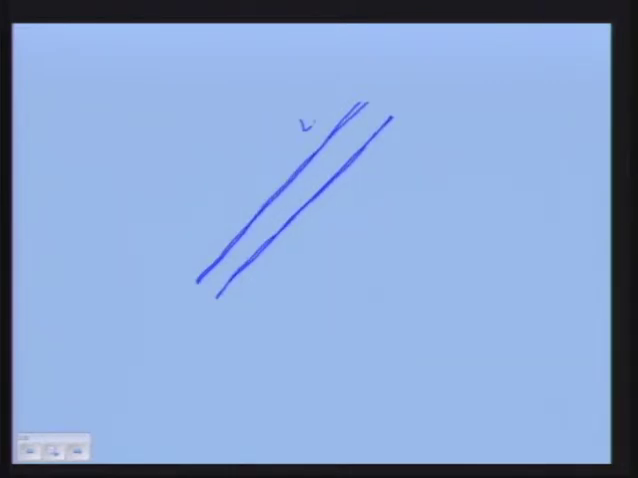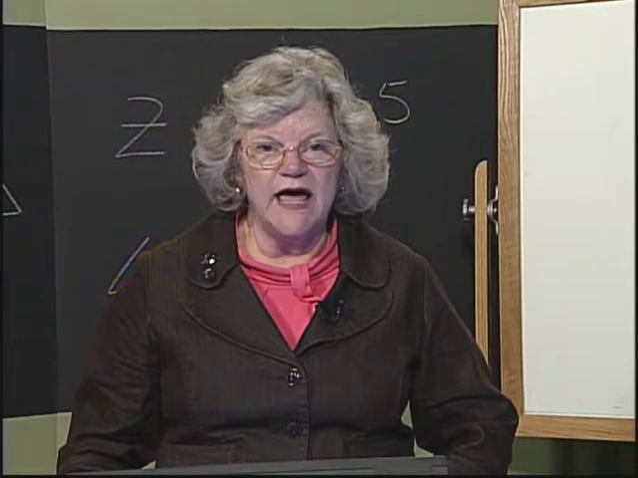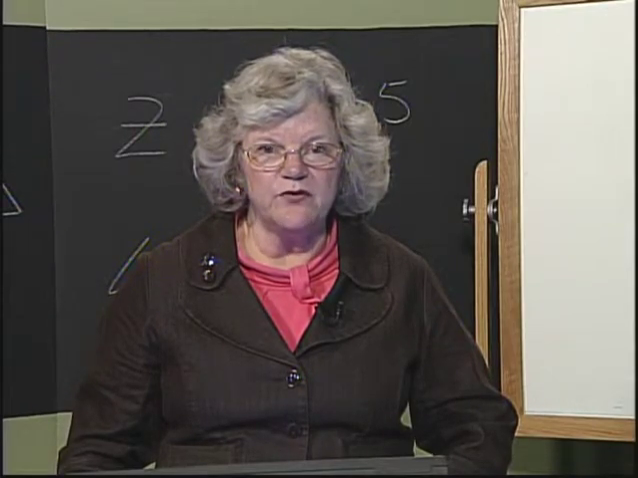So if we call this line 1 and this line 2, we could say that the slope for line 1 equals the slope for line 2, because if the steepness was not the same, the lines would bump into each other. So let's get written down our more formal definition here. It says the slopes of two non-vertical parallel lines in the same plane are the same. That's what we said a few minutes ago, that the slope of one line equaled the slope of another line.